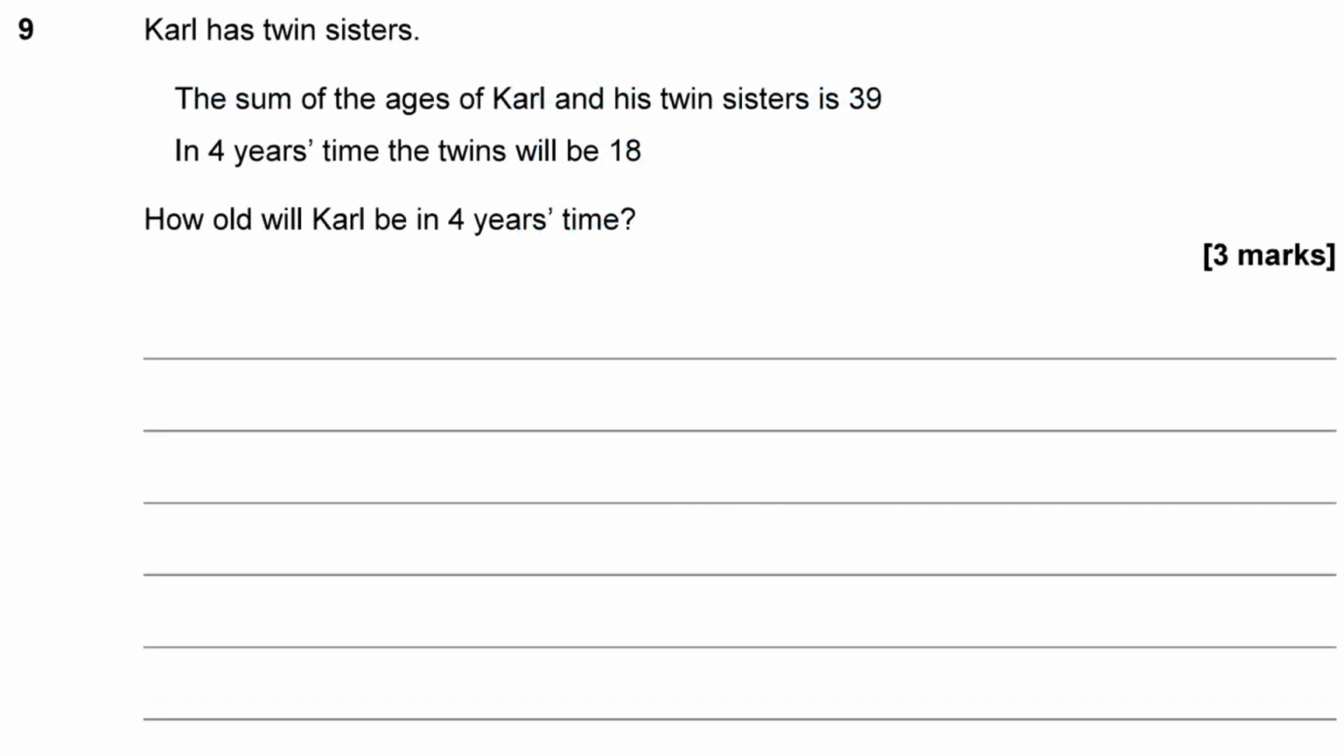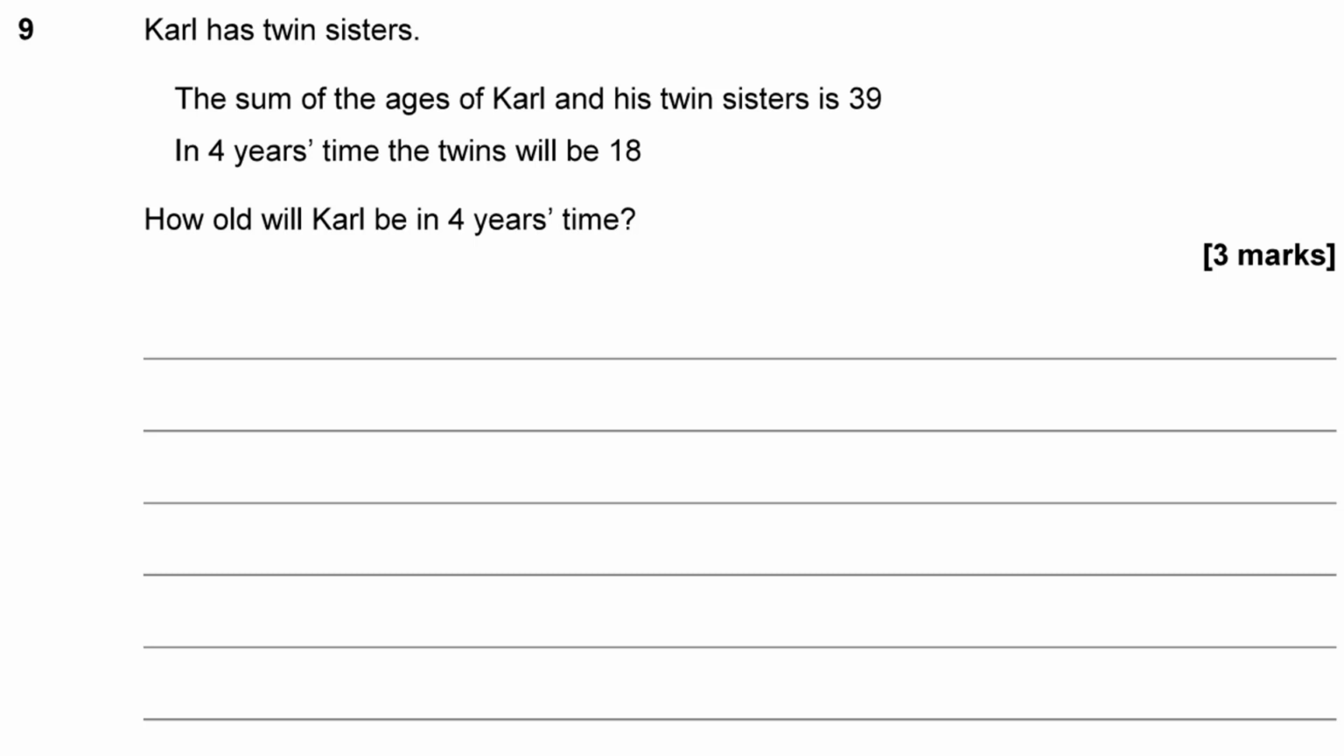Question 9. Carl has twin sisters. The sum of the ages of Carl and his twin sisters is 39. In 4 years' time, the twins will be 18. How old will Carl be in 4 years' time?